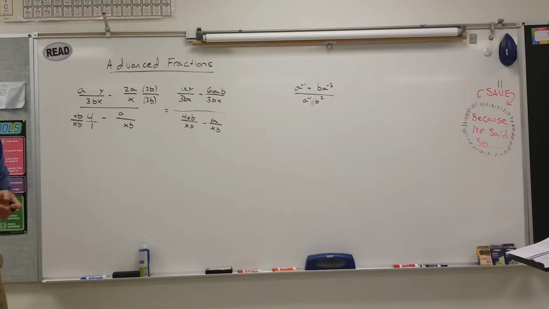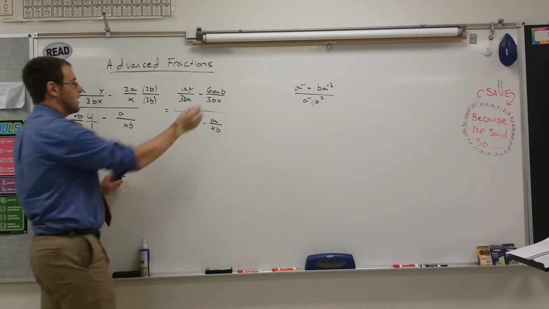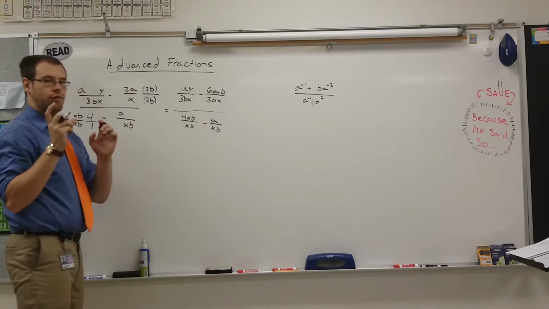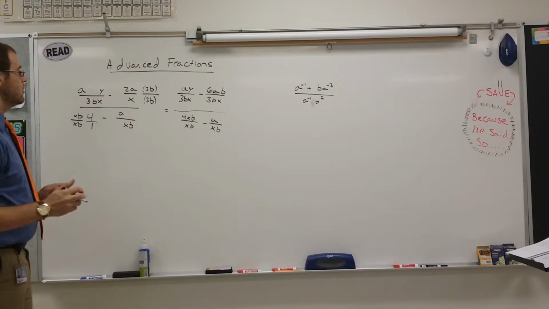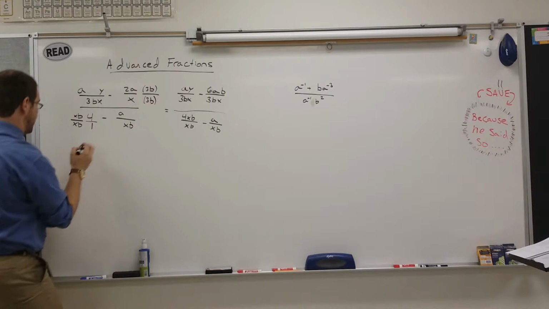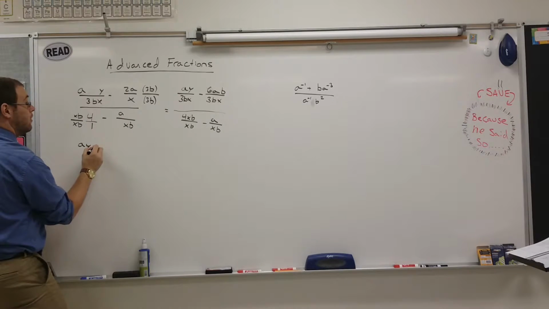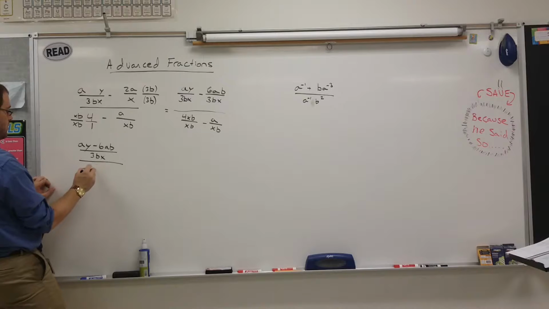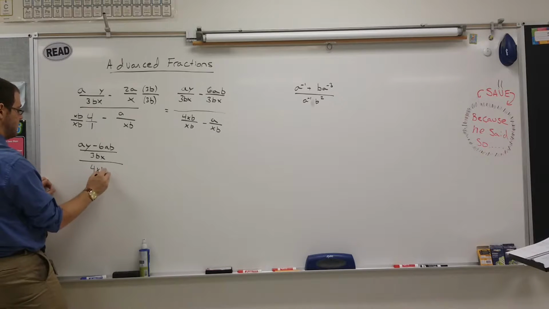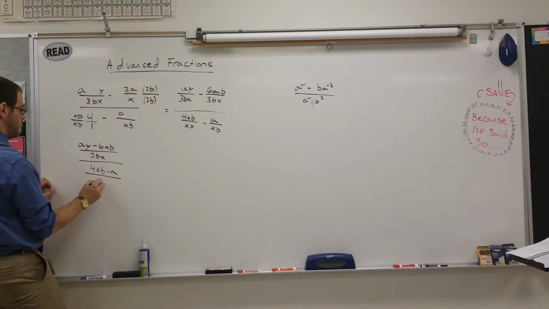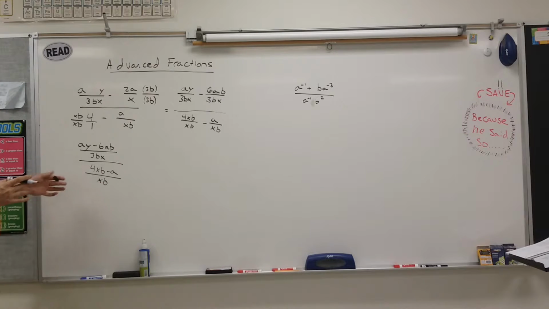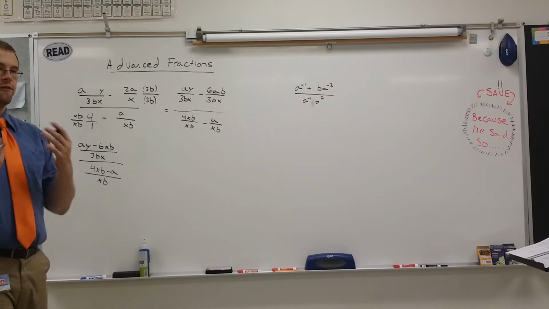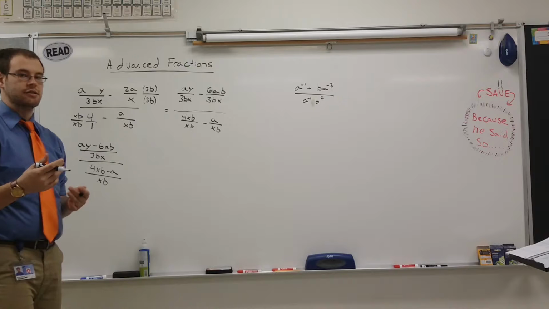Now that we have common denominators, we can combine the top and the bottom so that we have just the one fraction over one fraction. So I'll do that down here. I'm going to end up with ay minus 6ab over 3bx over 4xb minus a over xb. Okay? This is a division problem that we can solve. We have a fraction over a fraction, and we know how to solve those.